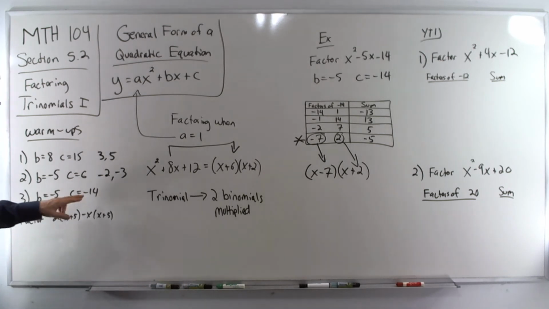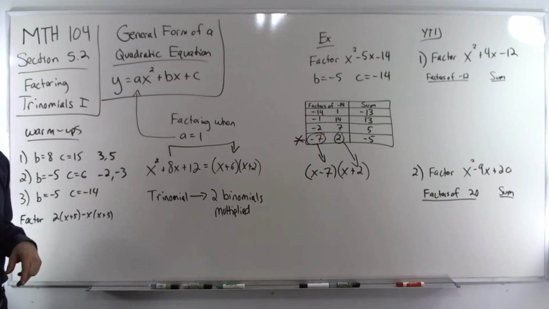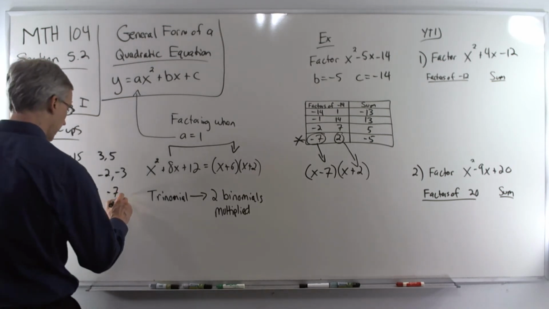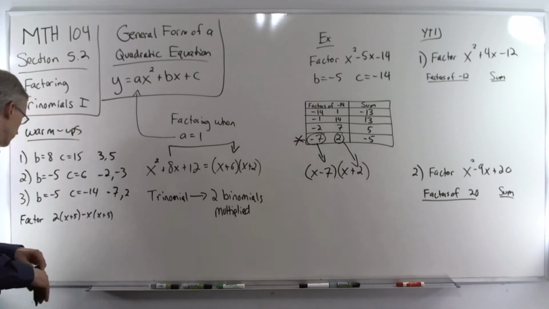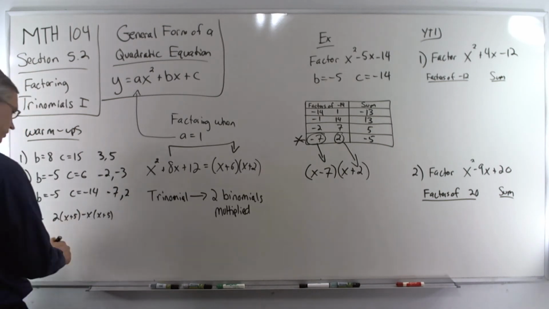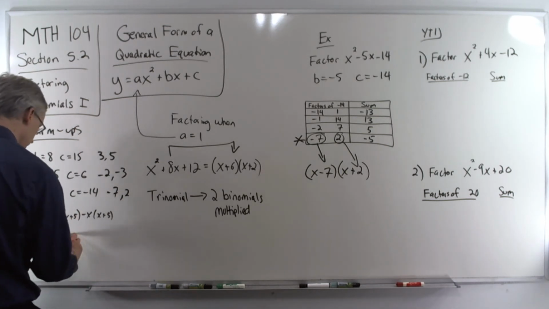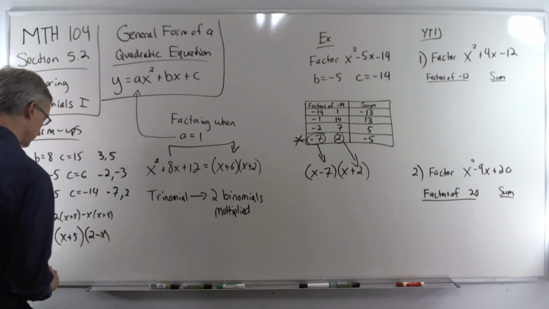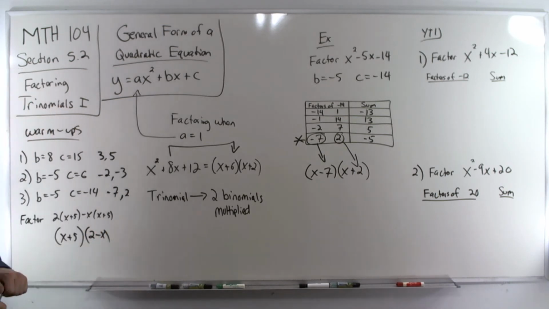Now here, we have two numbers that multiply to get negative 14. The only way that can happen is if one is positive and one is negative, and they add to get negative 5. So we're going to work with negative 7 and 2. And then factoring this, we're going to pull out the x plus 5, and 2 minus x remains. X minus 5 times 2 minus x.